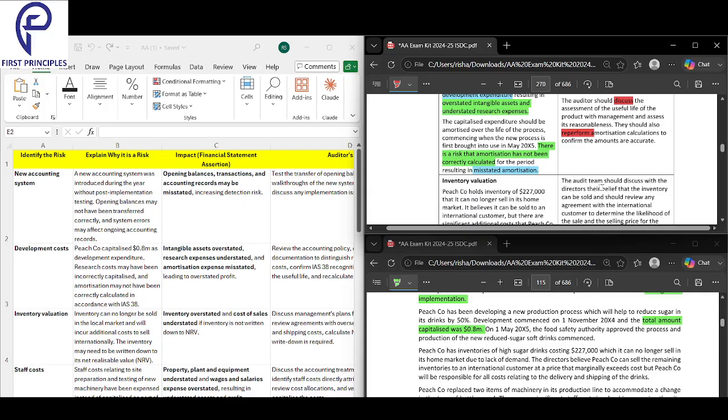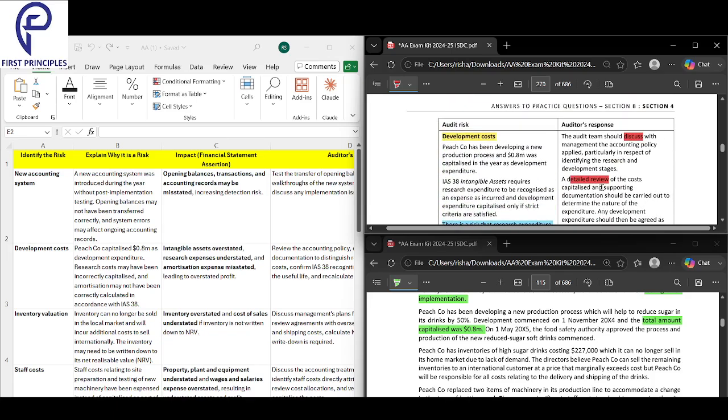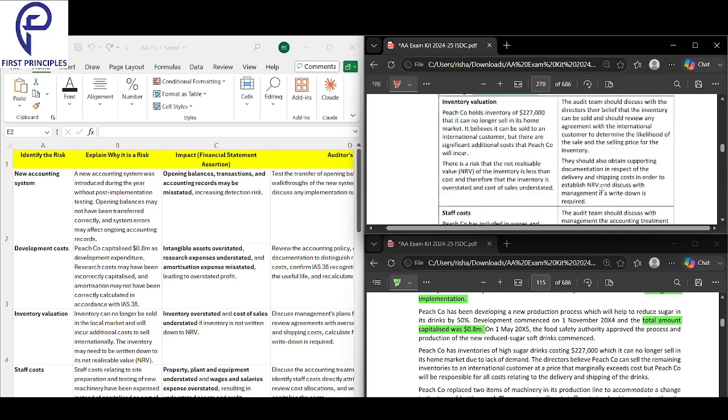Discuss with the management and ask them how they got the useful life. Along with that, reperform the amortization yourself and check if it is correct. That is the second thing: development cost. That is the risk over here.